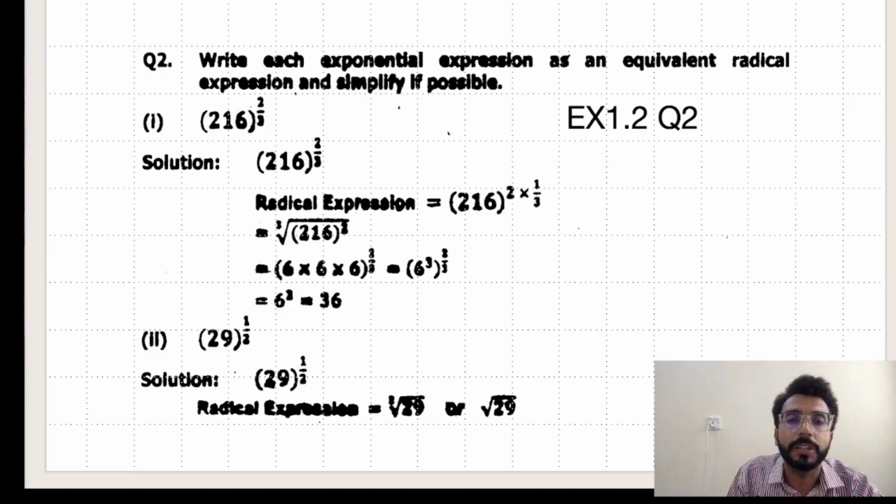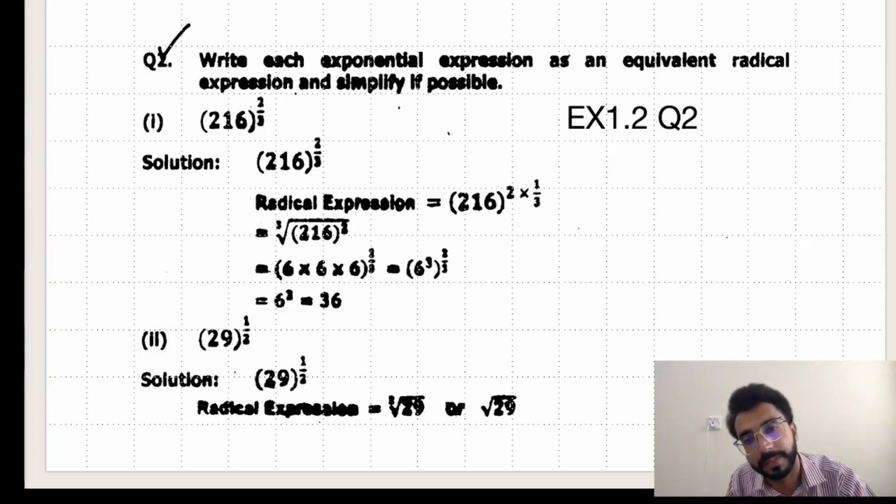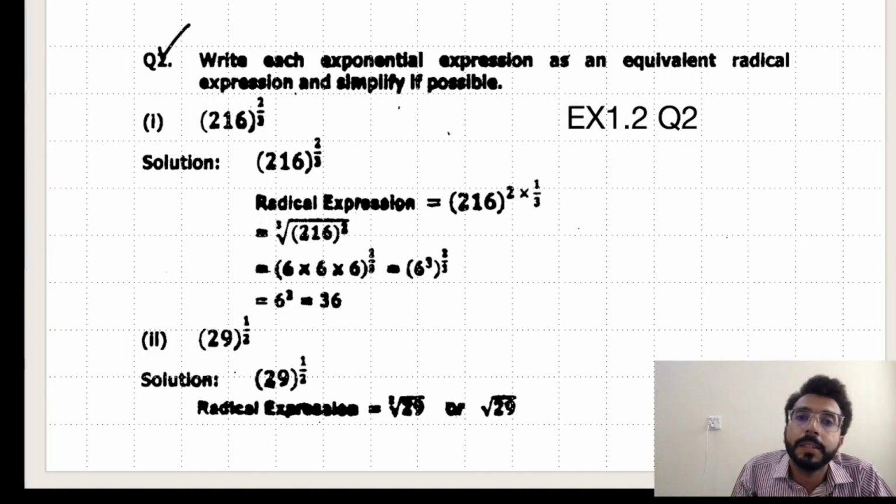and start the question number 2, exercise 1.2. First of all, read the question. Write each exponential expression as a radical expression and simplify if possible. The questions are given in the form of exponential expression. Exponent क्या होता है? जो पावर की फॉर्म होती है. Exponents कहते हैं पावर. जो 2/3 पावर है.